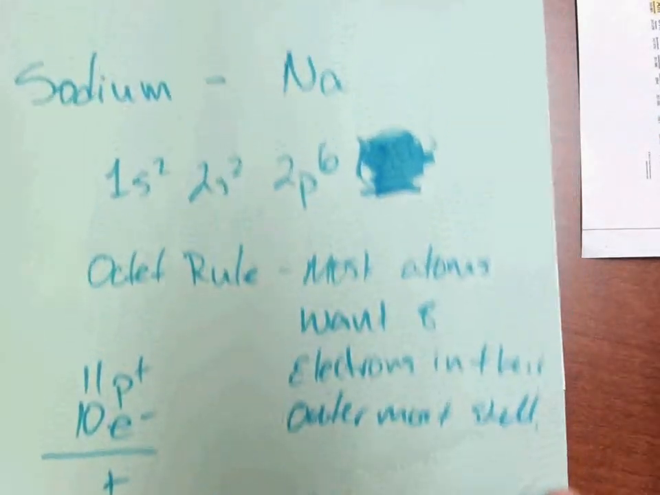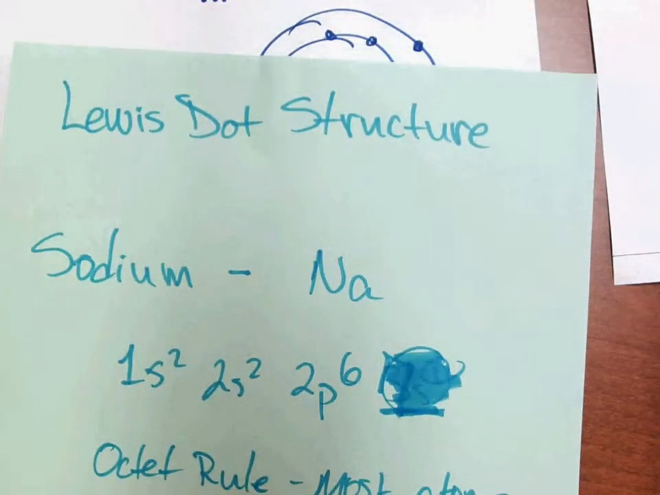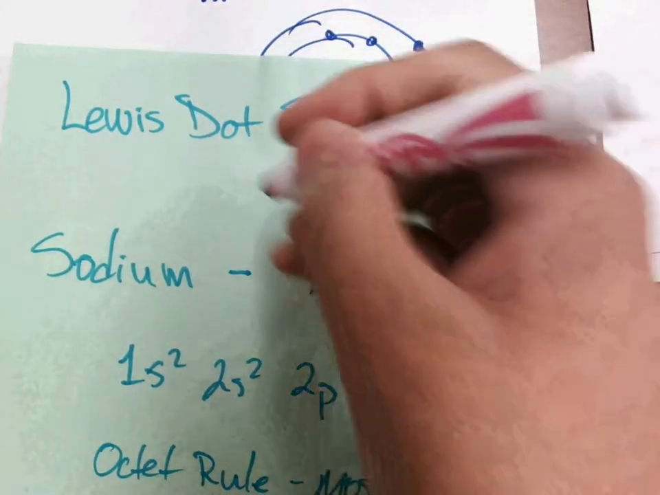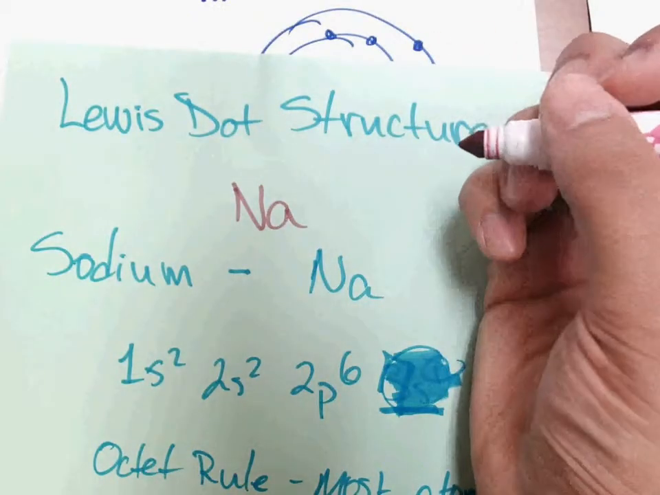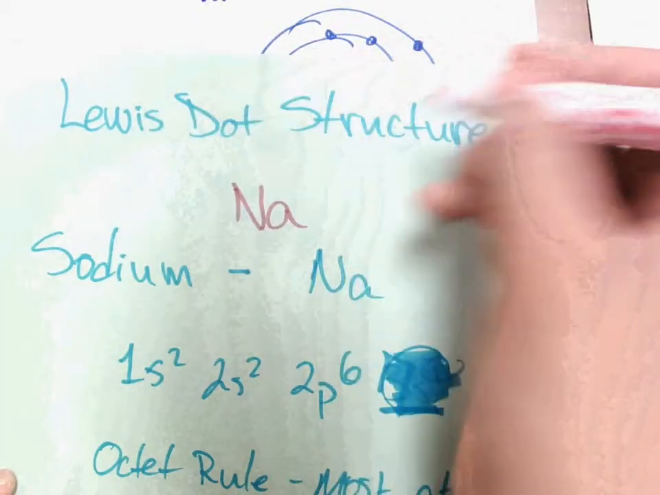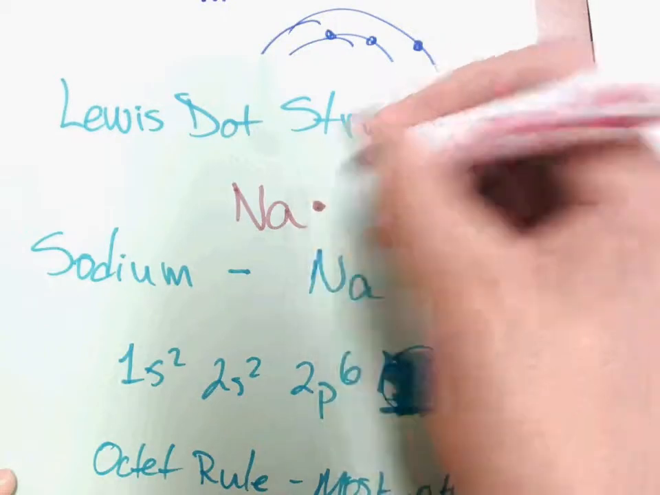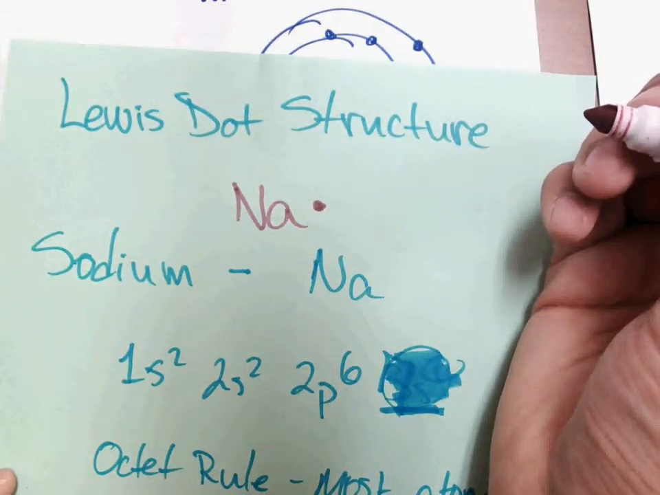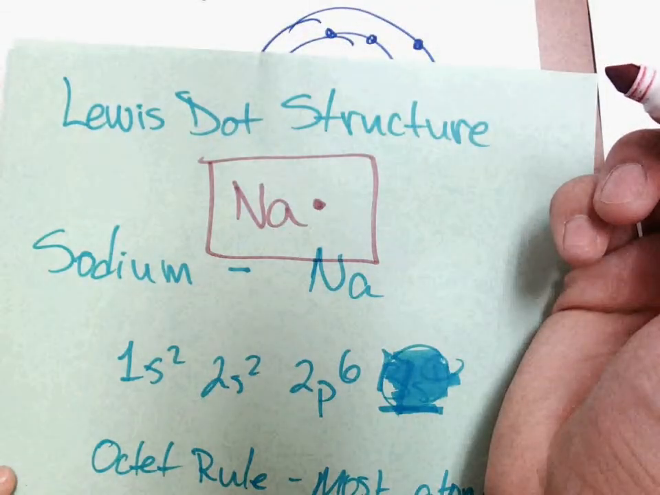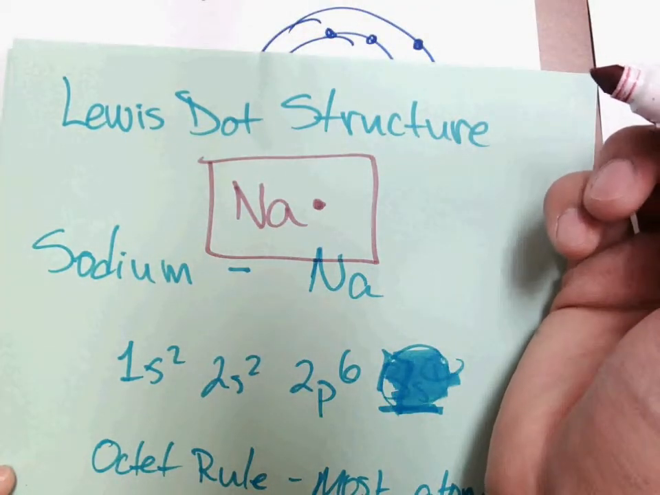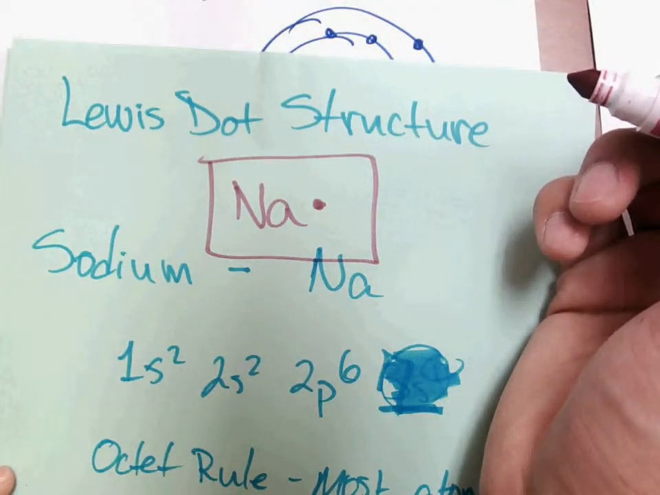What about Lewis dot structures? A Lewis dot structure is done by putting the sodium symbol, or the symbol of the element, and how many valence electrons it has. In this case, we said sodium had 1. There's your Lewis dot structure. If you have the Lewis dot structures, you can see whether or not an element is going to gain or lose electrons.